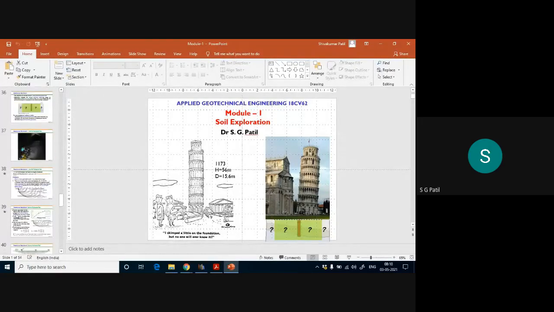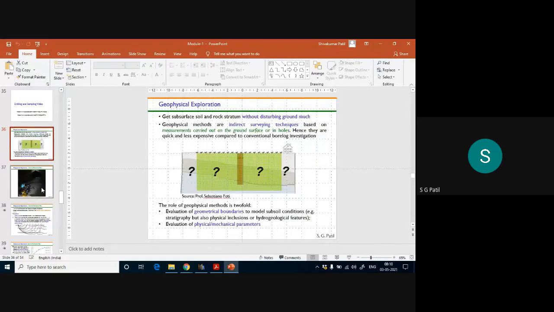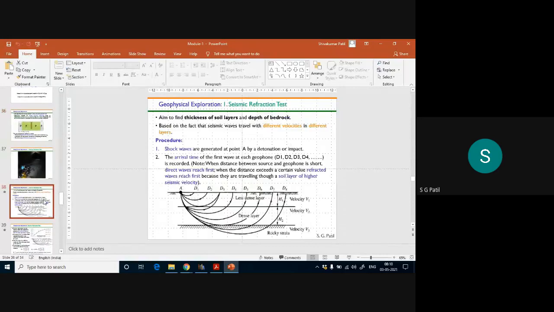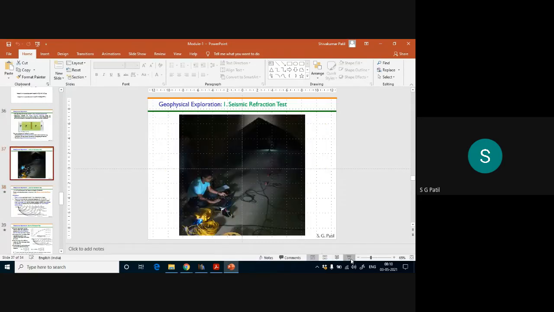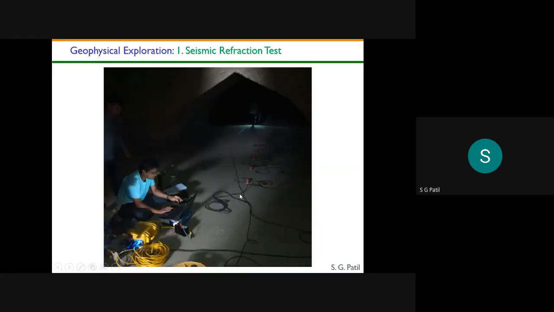In the last class we discussed the geophysical methods, and we discussed two types of tests. One is the seismic refraction test, and another one is the resistivity survey. In the seismic refraction test, we put certain geophones. Geophones look something like this. You see, these are the geophones.